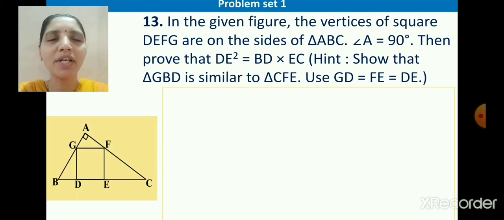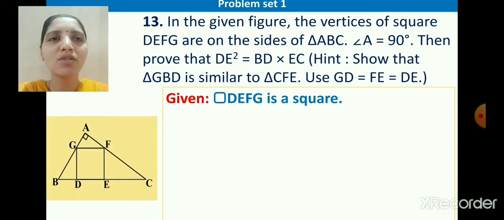Now here one hint is also given to you. What you have to show? Triangle GBD is similar to triangle CFE. Here you have to use GD is equal to FE is equal to DE relationship. Now what is given to us? That quadrilateral DEFG is a square. So let's start with the given part.